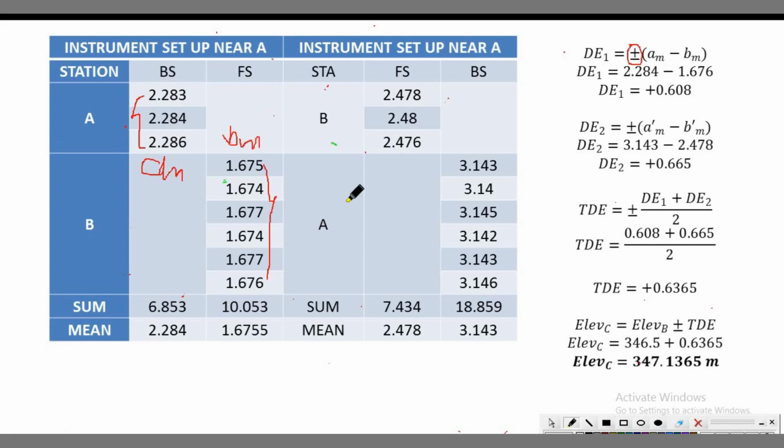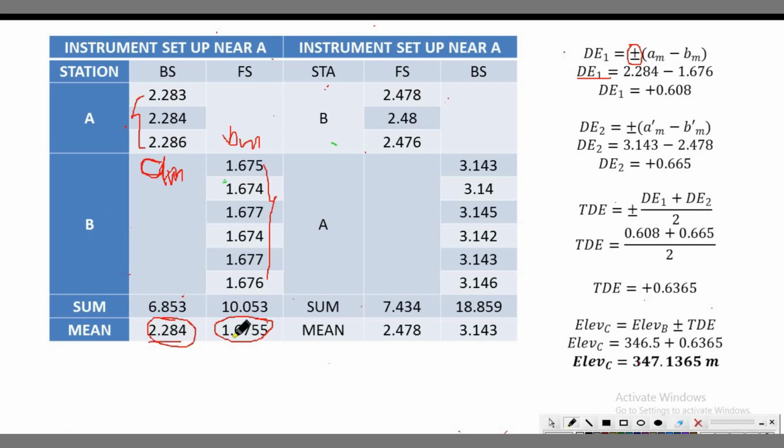So, again, AM, that is the mean of the 3 consecutive rod readings on BM1. Then, BM, that is the mean of the 6 consecutive rod readings on BM2. So, this is AM. This is BM. Okay po tayo sa AM at saka BM? Next. So, DE1 is equal to AM minus BM.